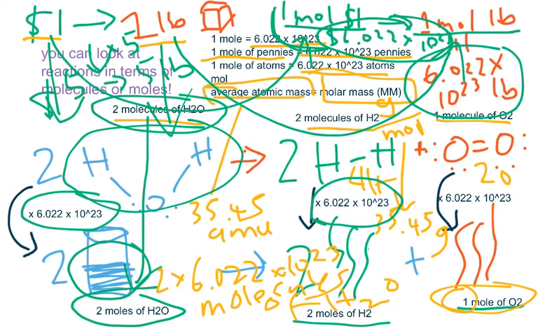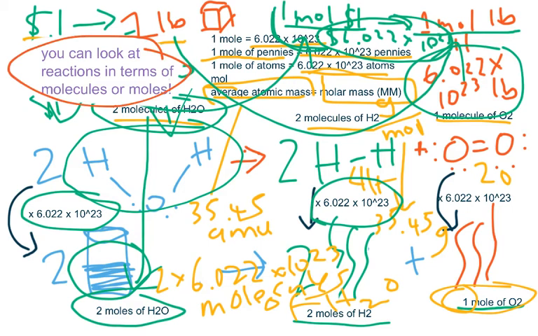So all in all, you can look at reactions in terms of molecules or moles. When you look at a reaction in terms of molecules, then it is very small and we are looking at the atoms. But if you look at a reaction in terms of moles, we're talking about bigger sizes that are observable by the human eye. For example, 2 moles of water is actually a lot of water, and we can actually see 2 moles of water with our very own eyes.